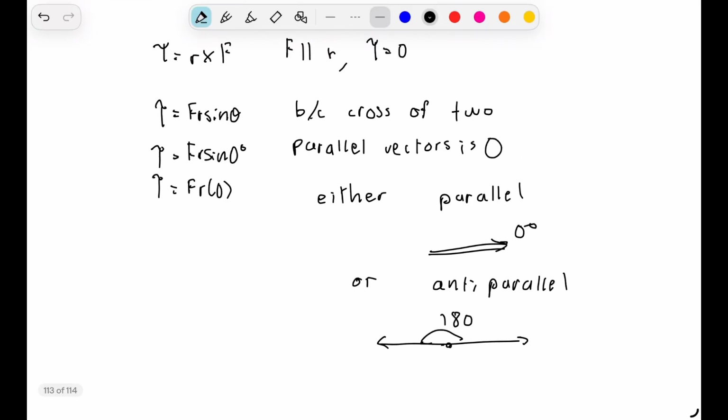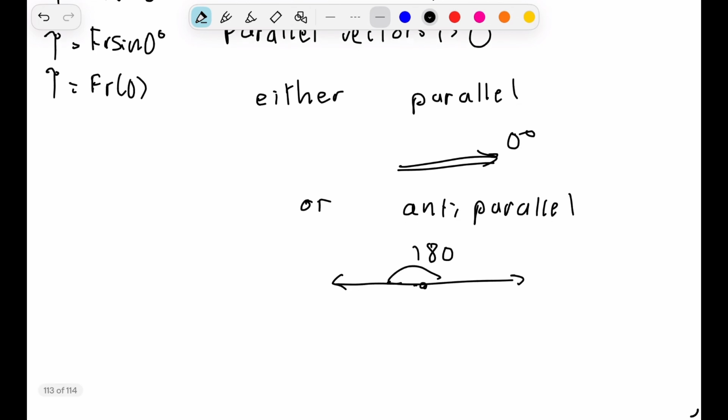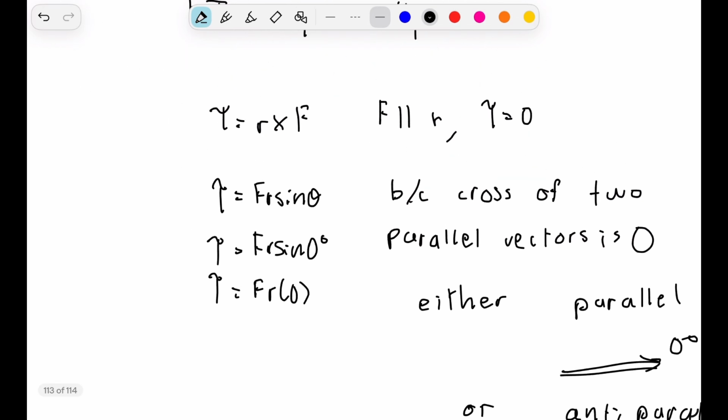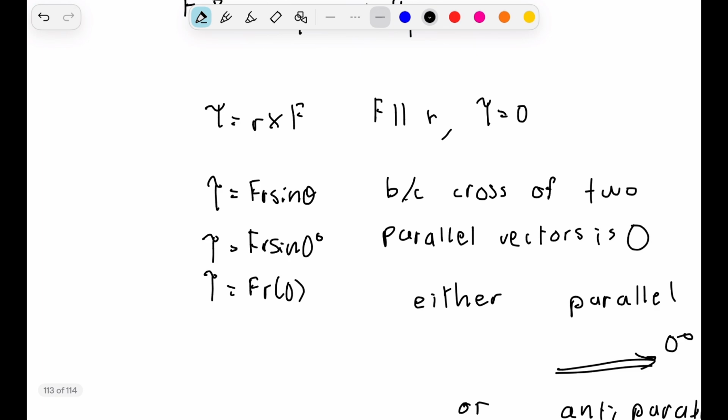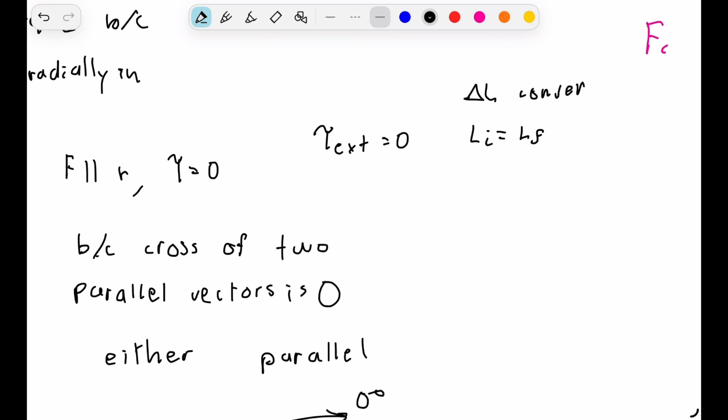because the cross product of two parallel vectors is equal to 0. So either they're parallel, which means that they're going to be directly on top of each other if you were to align the vectors, or they're anti-parallel and they're going to point in opposite directions. Now, if you have F r sine of theta, sine of 0 degrees is 0, so that's also how you see the torque is equal to 0. So if your external torque is equal to 0, that means that L initial is equal to L final, because your angular momentum is going to be conserved.